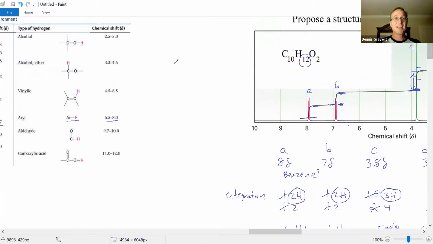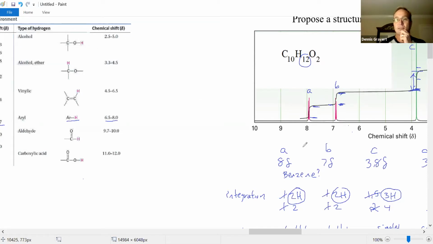What else we got? 3.8. Well, one of the hydrogens could be attached to oxygen. That would be 3.8. Too bad we don't have the IR, right? Alcohols have a great big broad peak around 3,400 reciprocal centimeters in the IR. So if you get the IR, that's where I would go. I would go and look at that, see if there's a big broad peak suggesting alcohol, because 3.8 could be hydrogens attached to oxygen, not necessarily carbon.